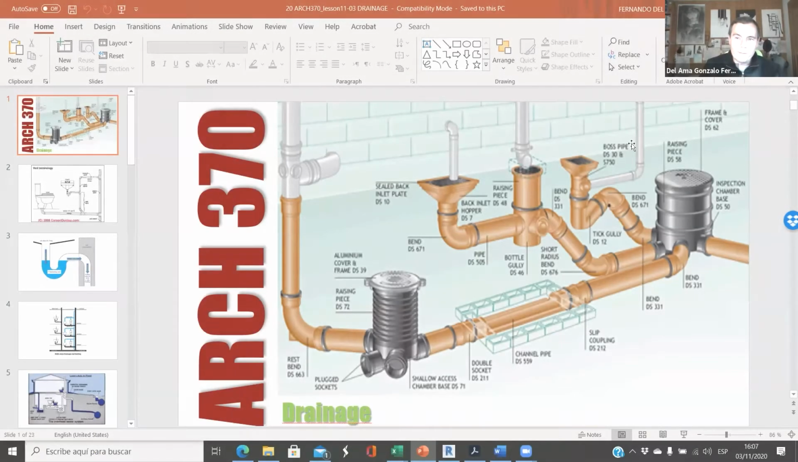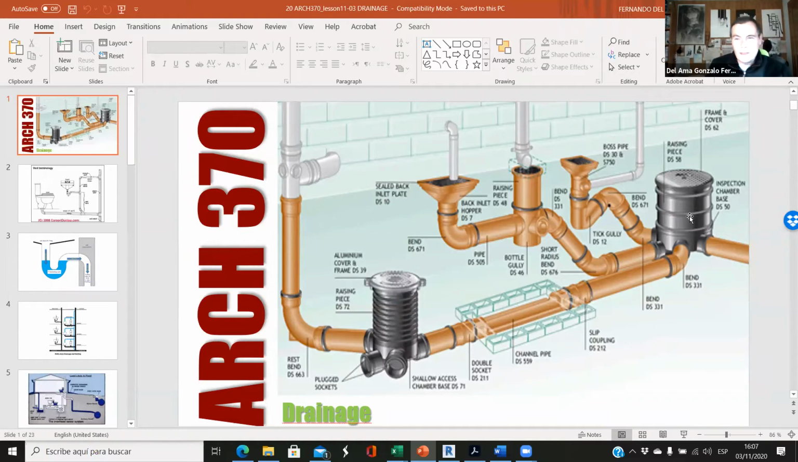I am recording now. And this is a summary of drainage. Well, this is a drainage. It's something that is usually underneath the floor, or behind the walls. So we don't see the drainage system, but we notice if there is something wrong with it.